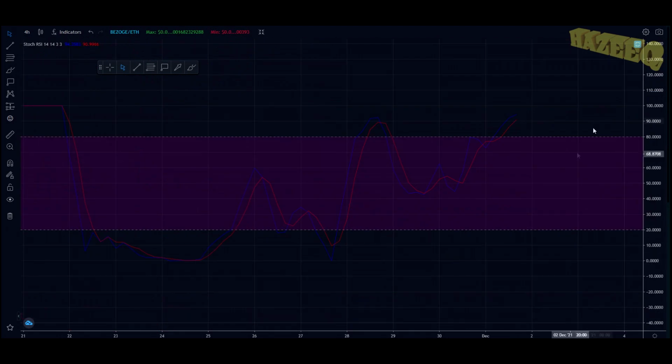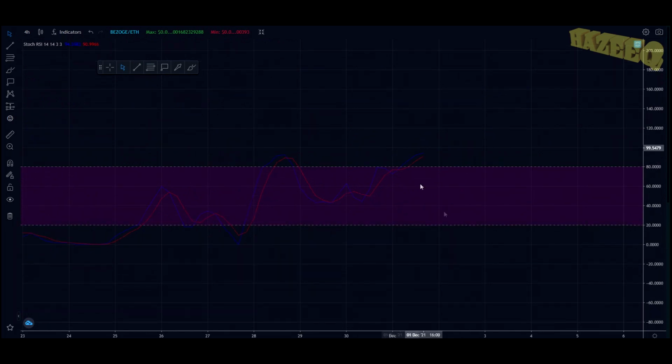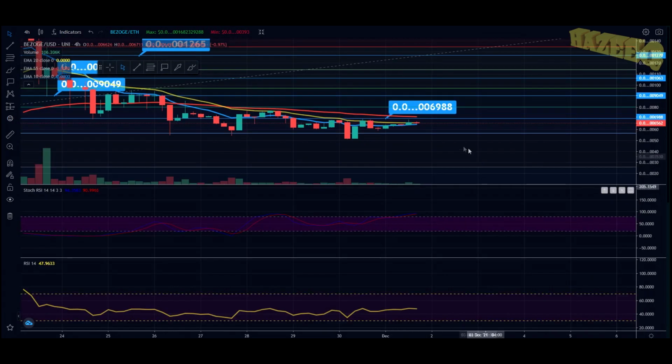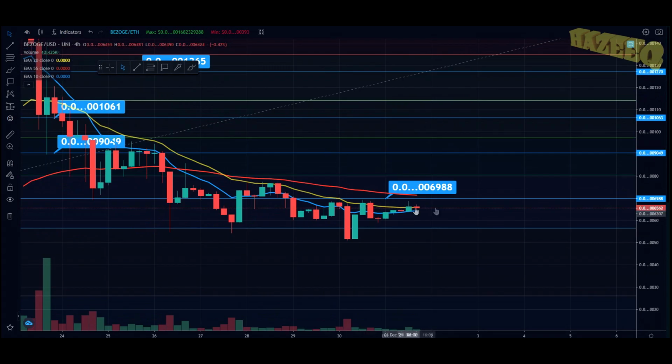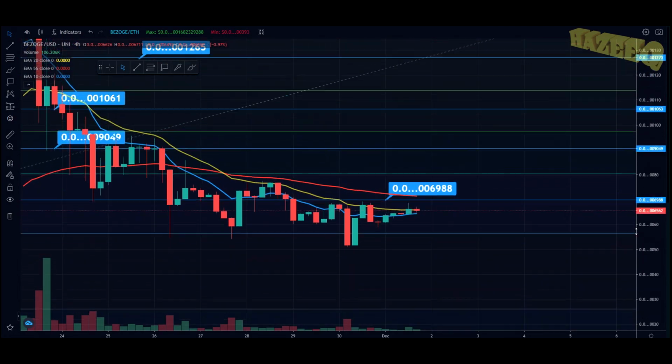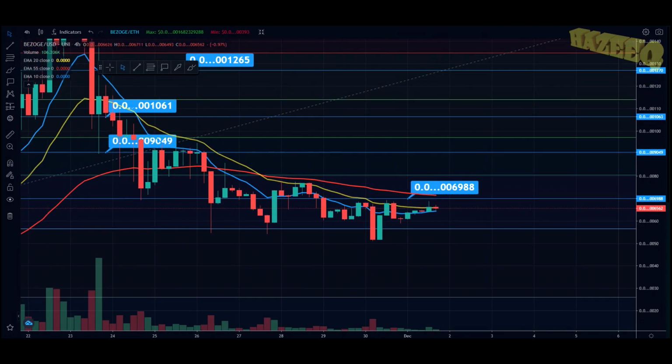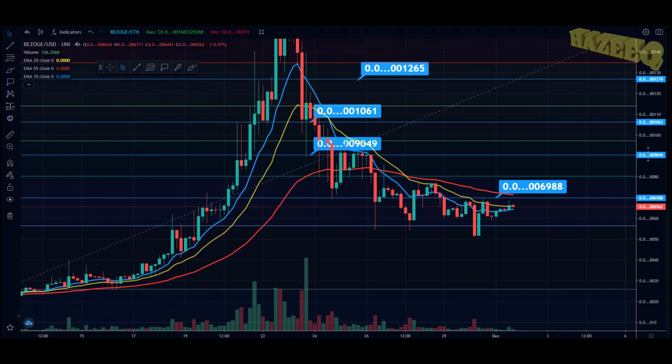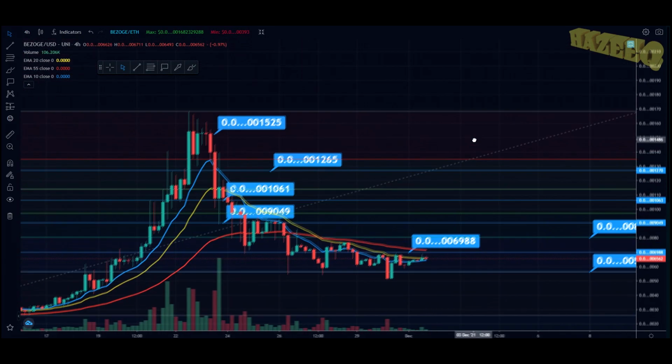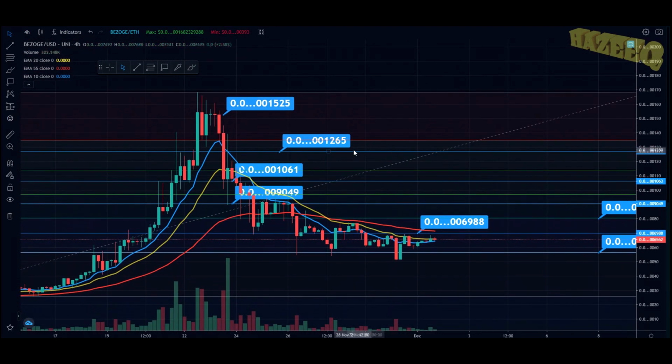The oscillators, I don't know if they're working properly, to be honest with you, but we're in the oversold on the stochastic right now because we've started this little uptrend over here, but I wouldn't necessarily be selling any tokens right now. I would wait for the next move up, potentially. So yeah, that's pretty much it, guys.